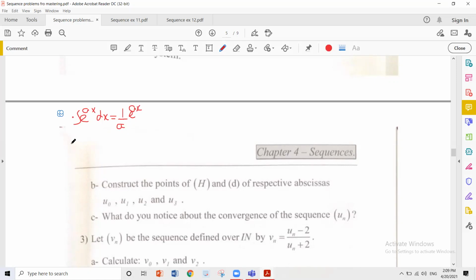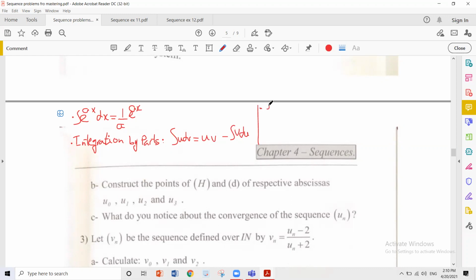Okay, integration by parts. كيف الميثود of integration by parts؟ What's the rule for integration by parts? بناخد U. What's the rule? Integration by parts. Integral of U dv equals UV minus integral of VDU. Had a second rule that we have to remember. Integration by parts.